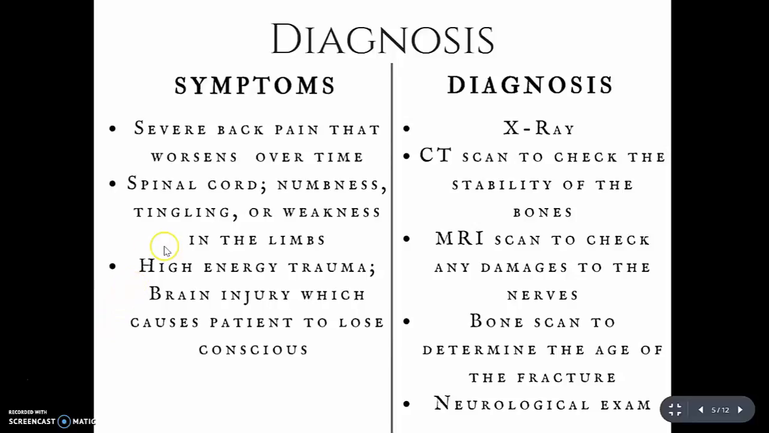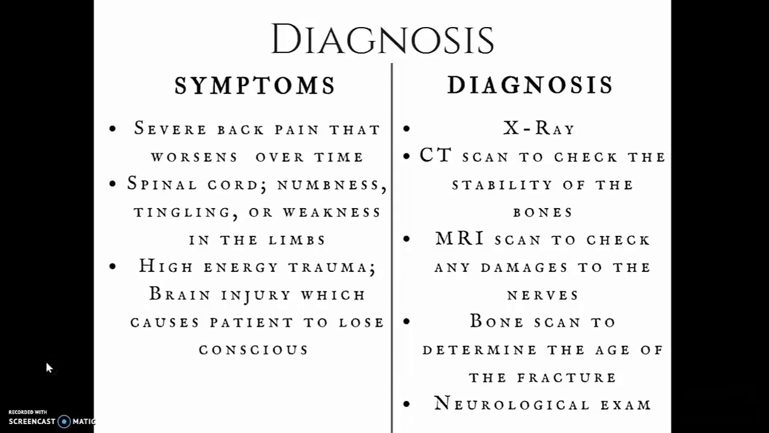Once the victim of the trauma is sent to the hospital, the doctors will perform several tests in order to diagnose a fractured vertebrae. These tests include an X-ray of the spine, a CT scan to check the stability of the bones, an MRI scan to check if there are any damages to the nerves, a bone scan to determine the age of the fracture. This is usually used to diagnose osteoporosis. And finally, a neurological exam is tested on the victim by studying his or her reflexes.